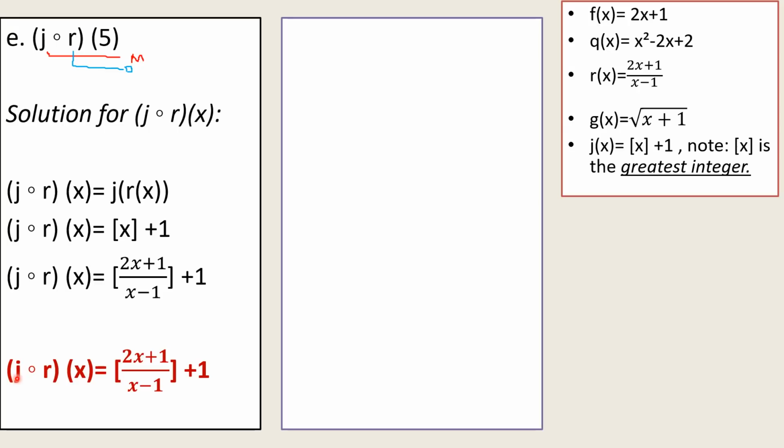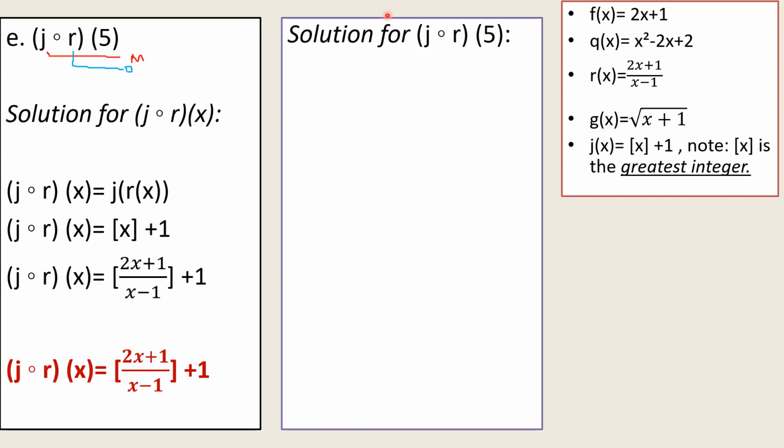So, the composition function of J and R of x is equal to what? 2x plus 1 over x minus 1 plus 1. So, this would be the composite function value or expression. Okay? So, composition function J and R of x is equal to 2x plus 1 over x minus 1, then plus 1. So, ito yung gagamitin natin for us to evaluate using 5. Okay? So, itong next box natin would be the evaluation process.